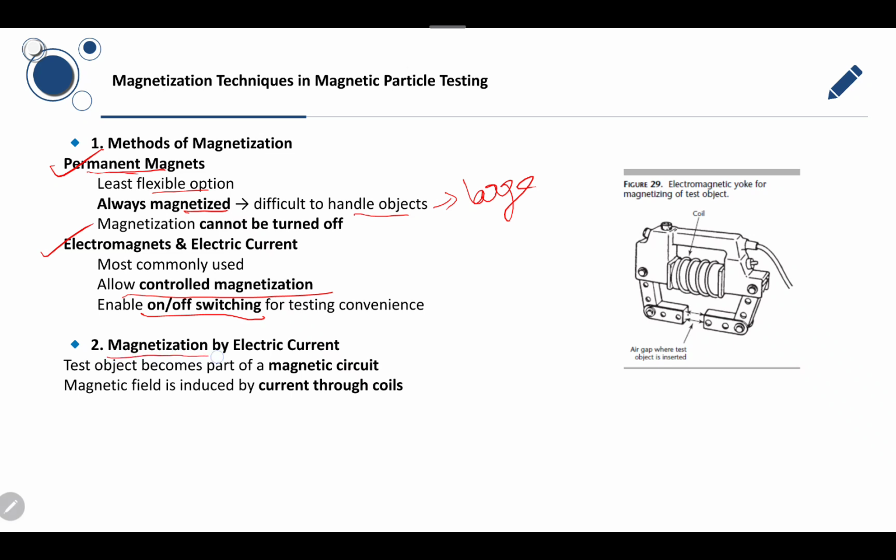Next topic is magnetization by electric current. When we use electric current for magnetization, the test object effectively becomes part of the magnetic circuit. A magnetic field is induced within or around the object by passing current through coils or directly through the object itself. This is the coil, through the coil or directly into the object. This is our object.